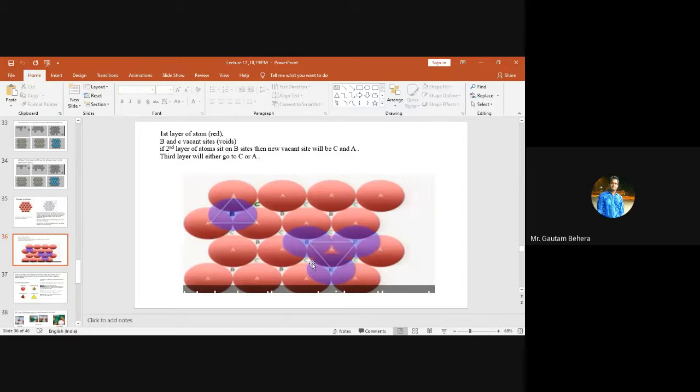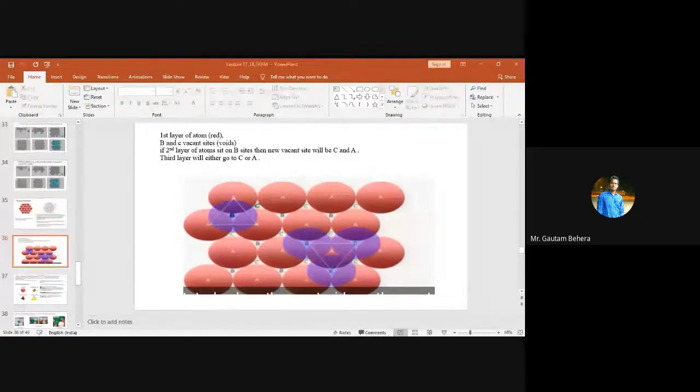So now when the second layer is filled and the B sites are filled, then where the third atomic layer will sit, that is important, and that will decide whether the stacking sequence will be AB type or ABC type, right? That means, just have a look at this portion. This portion is important, and it will clarify a lot of things.